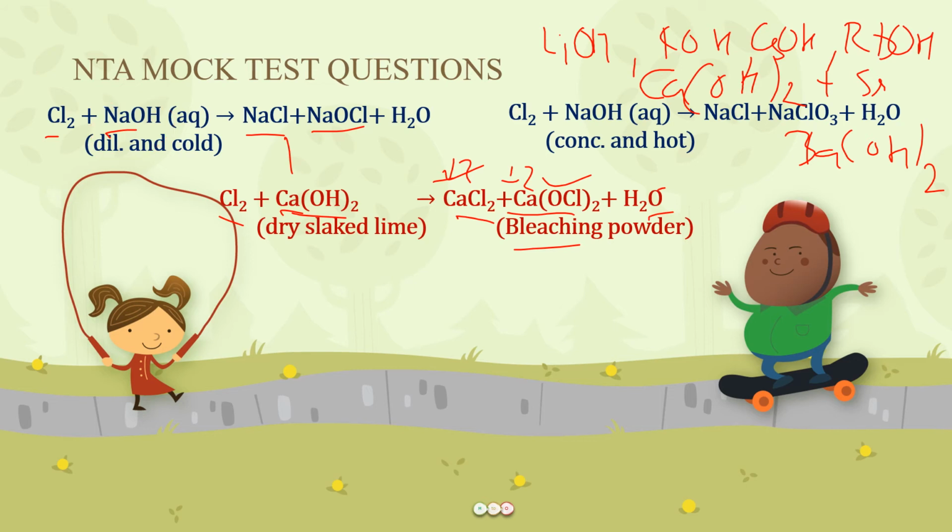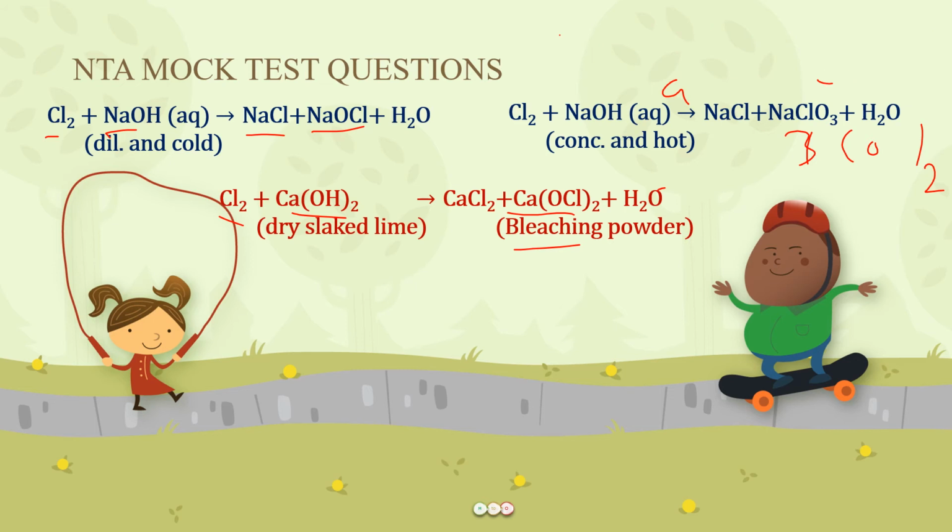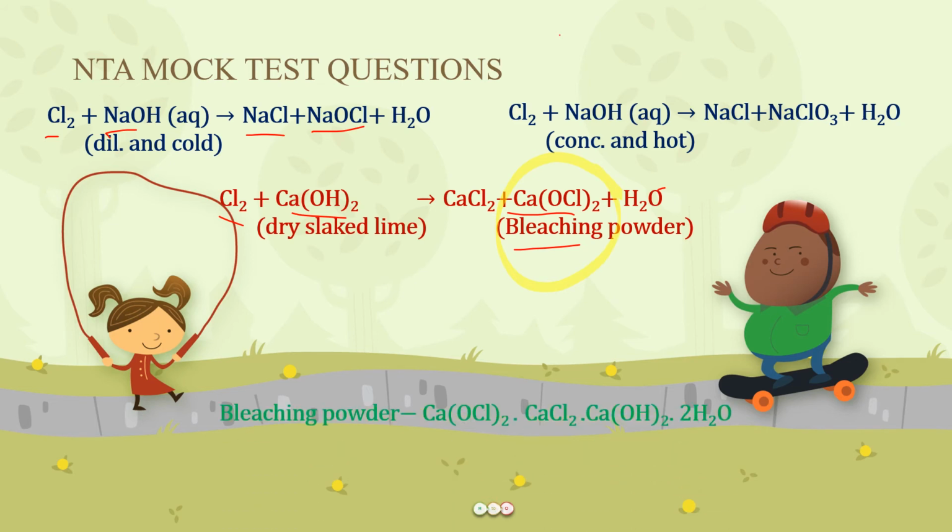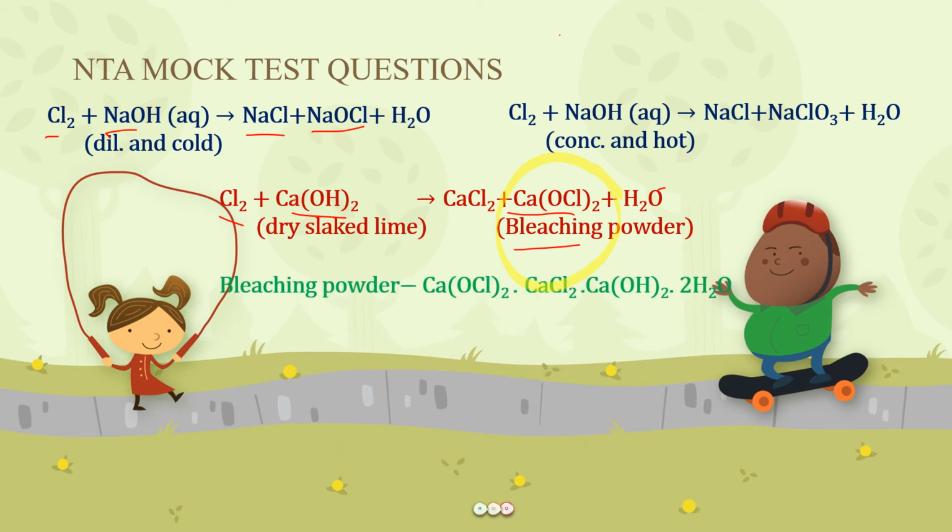So I hope now you can correlate these two reactions, and you now know what products are going to be formed. This is the reaction of dry slaked lime with chlorine giving us bleaching powder. This is going to be very important, and if somebody asks you the correct formula or the correct composition of bleaching powder, it is not just this calcium oxychloride.